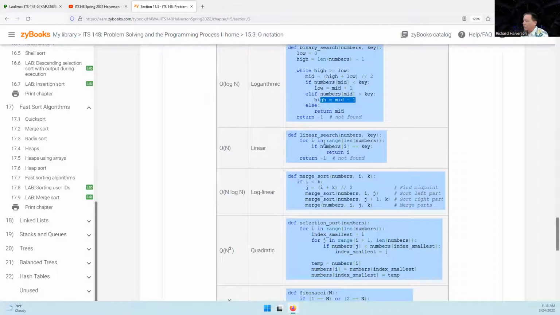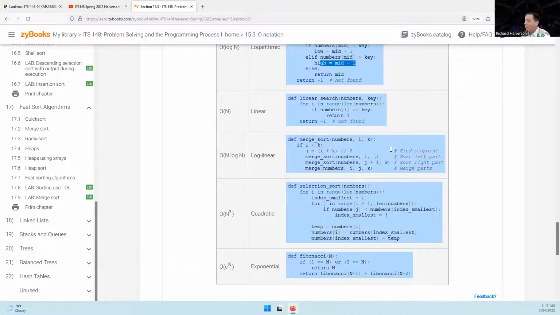And this is the linear search, where in the worst case you have to look at every one of them. Best case is it's the first one. And then this is a merge sort, which is O of n log n. It's interesting the way merge sort works. It does this sort of divide and conquer thing, where it really lends itself well to recursion, as you can see. We'll study merge sort next time.